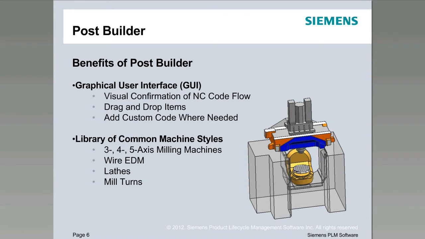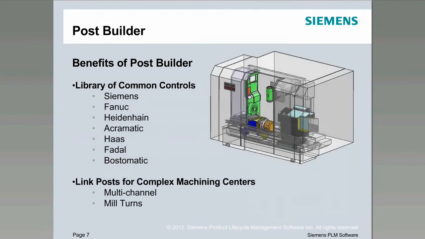So the custom code does require a little bit of knowledge of TCL or tool command language, but we have a lot of examples that are pre-built and put into the system ready for you to use. We also give you a library of common machine styles. So basically we've worked out the kinematics for a lot of different varieties of 3, 4, and 5 axis milling machines. Also for wire EDM, lathes, mill turns. We really have those already in the system.